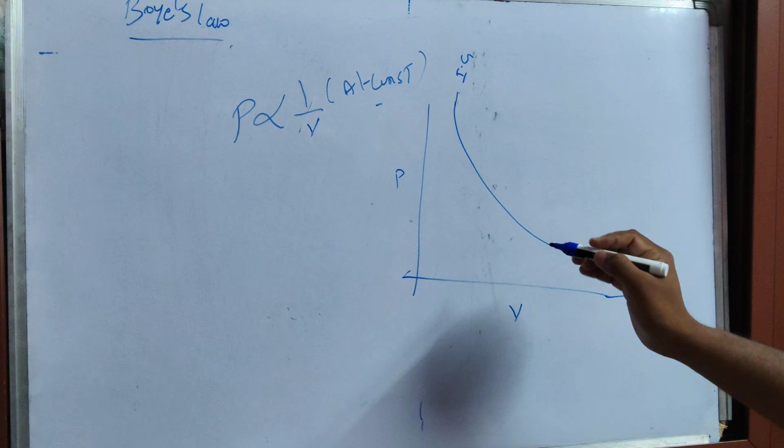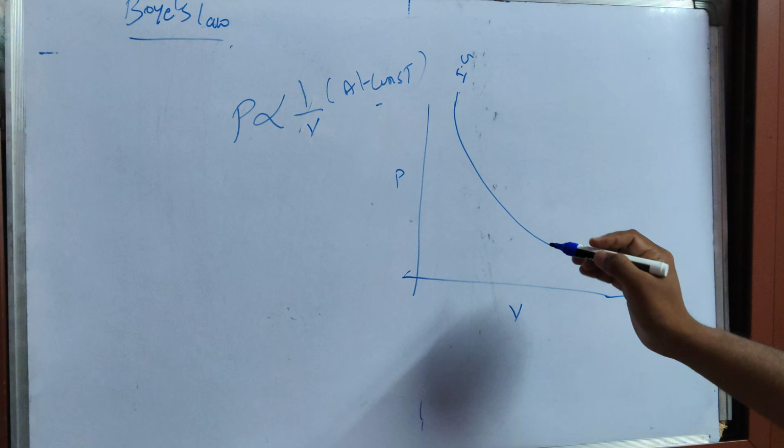But if you take this pressure, this is the volume of the real gas and this is the volume of the ideal gas. At this particular pressure, the volume of ideal gas is greater than the volume of real gas.